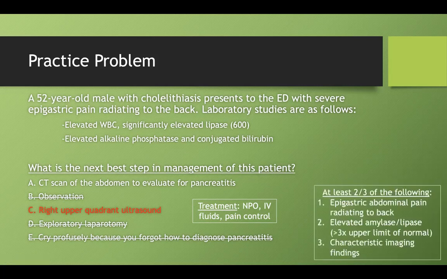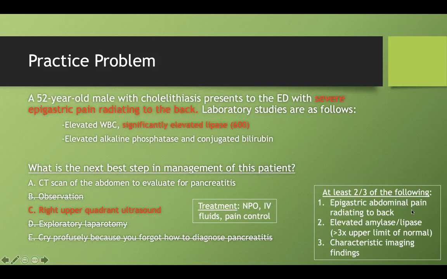Next thing I want to talk about is why A is wrong, because A looks very, very appealing. We just talked about characteristic imaging findings on a CT scan. Well, in this case, we already have 2 out of our 3 findings. We have our severe epigastric pain radiating to the back. That would be number 1. And we have a significantly elevated lipase. That would be number 2.